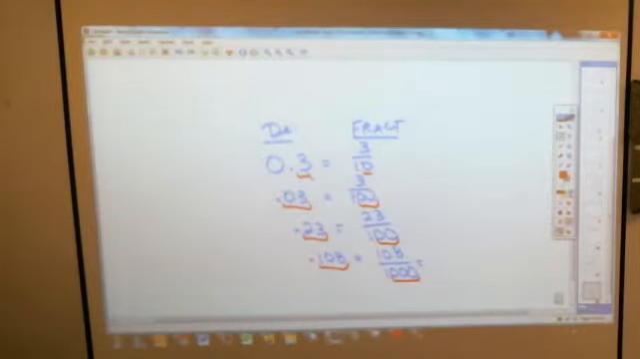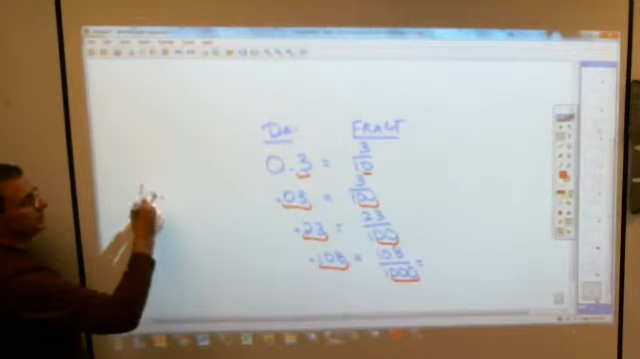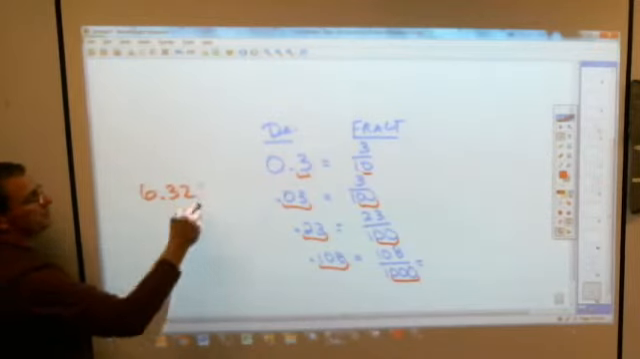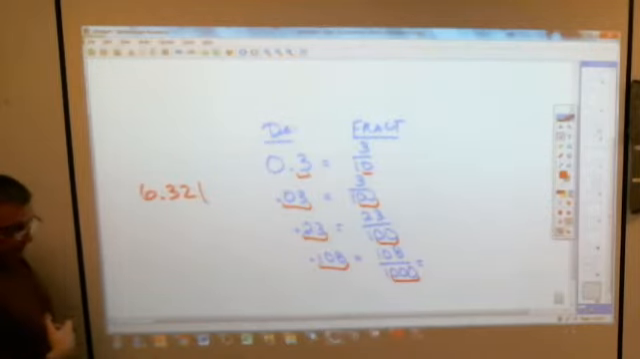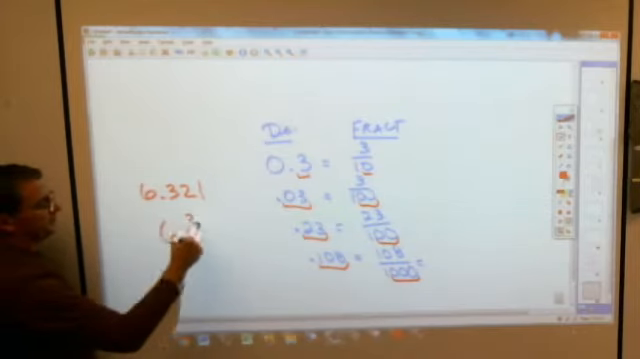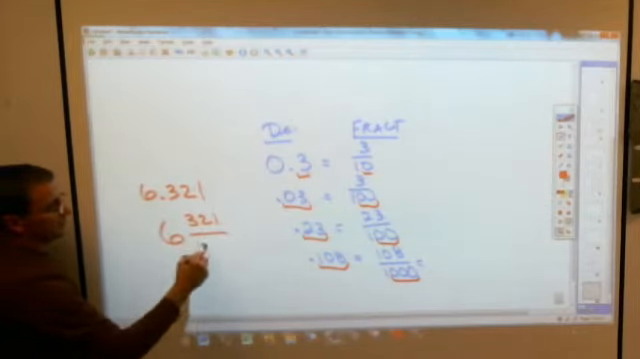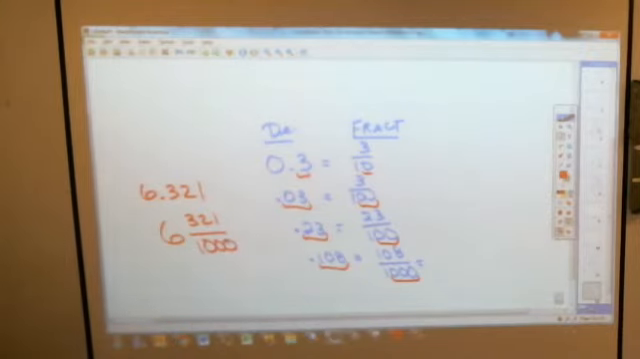How about this one? What if it was a whole number? What if it was 6.321? How would you write that in fraction form? Charlie? Yeah, you put a whole number 6, and then 321 over 1,000. It shouldn't be too terribly difficult for you.